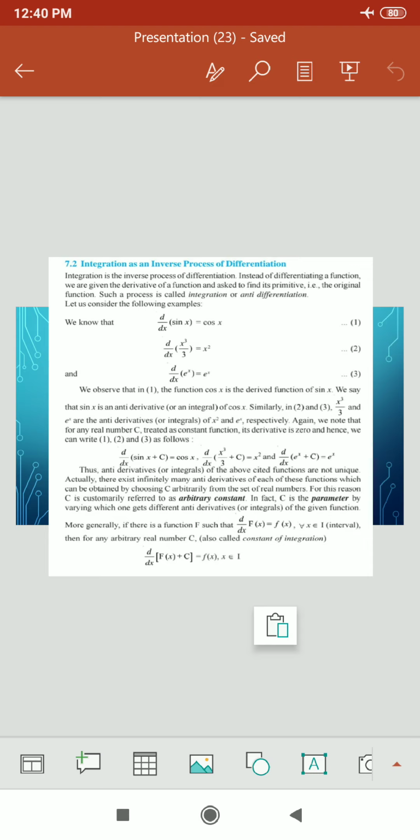More generally, if there is a function F such that d by dx of F of x equals f of x, that means small f of x is the derivative of F of x. At the same time, we see that this F of x, capital F of x, is the antiderivative of f of x or integral of f of x.